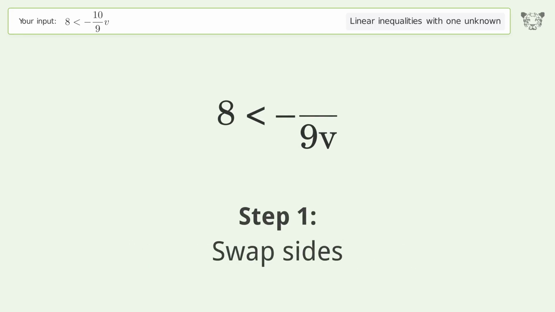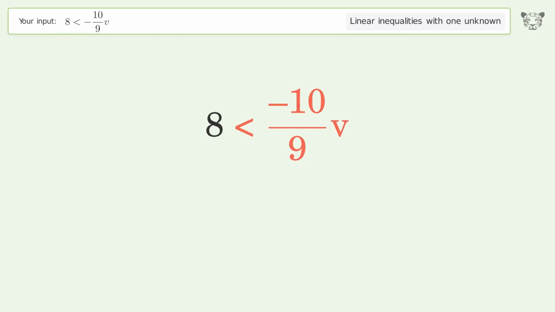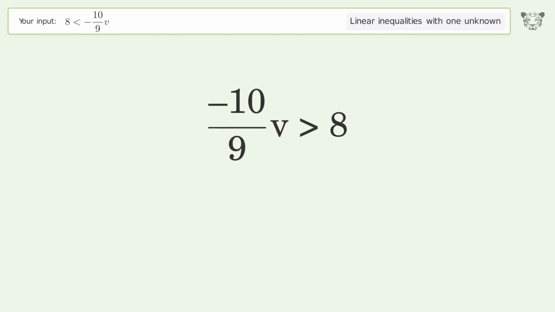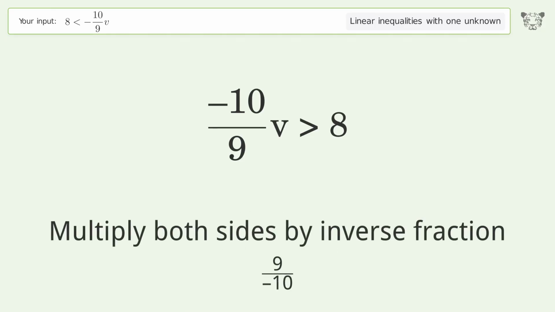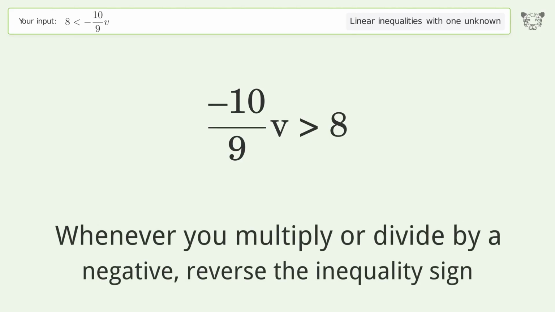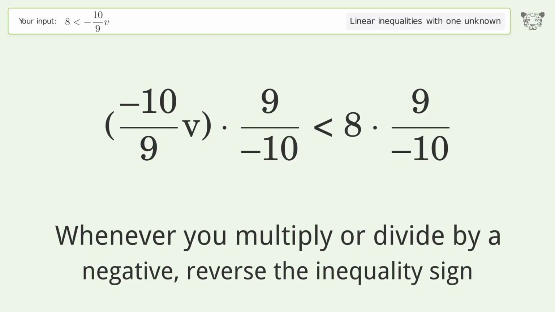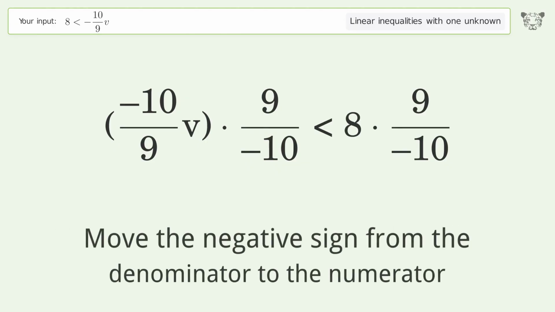Swap sides. Isolate the v. Multiply both sides by inverse fraction 9/-10. Whenever you multiply or divide by a negative, reverse the inequality sign. Move the negative sign from the denominator to the numerator.